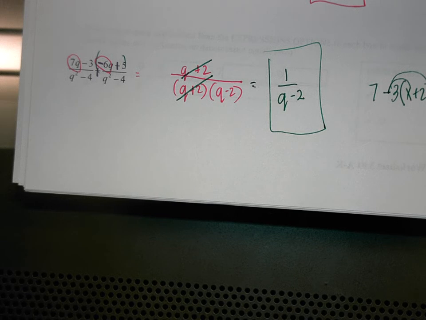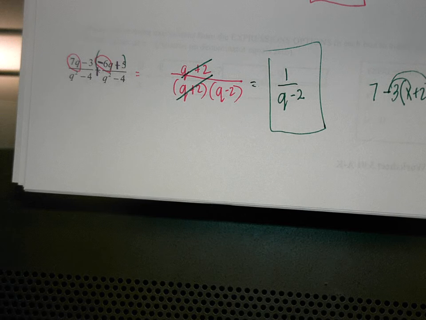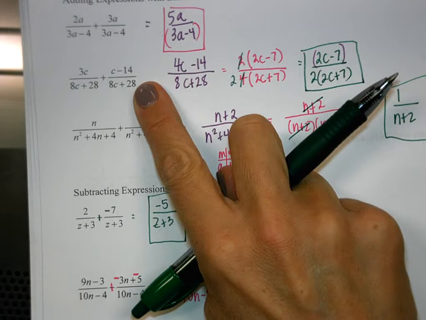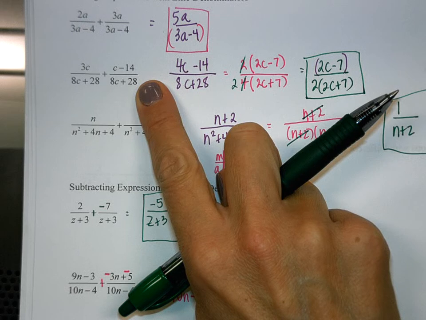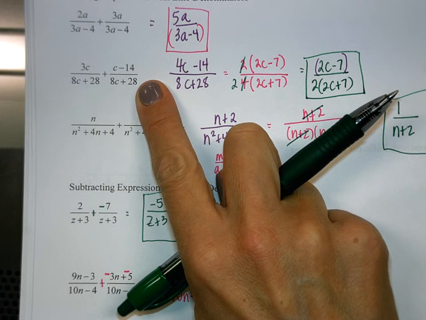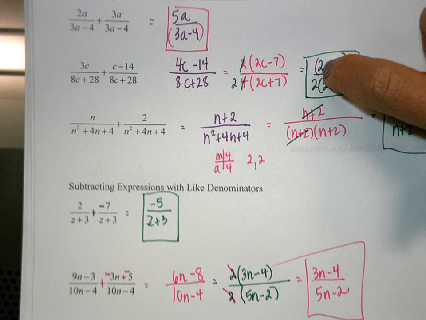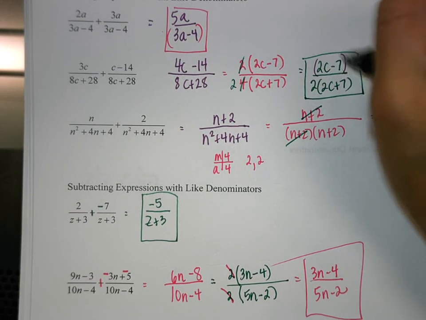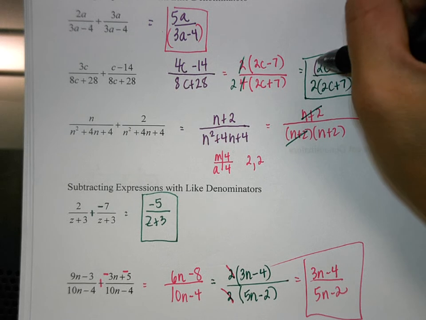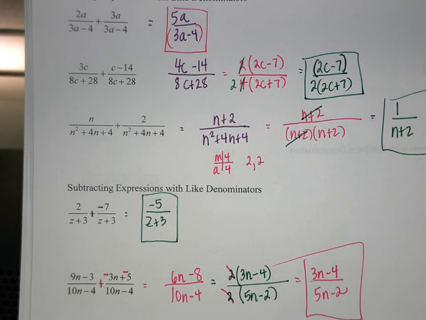All right, other questions? Yes? So up here, you couldn't take out the 2, is it because the top one is in the... What, you mean this 2 right here? Yeah. So that 2 is connected to the c minus 7. It's a group.